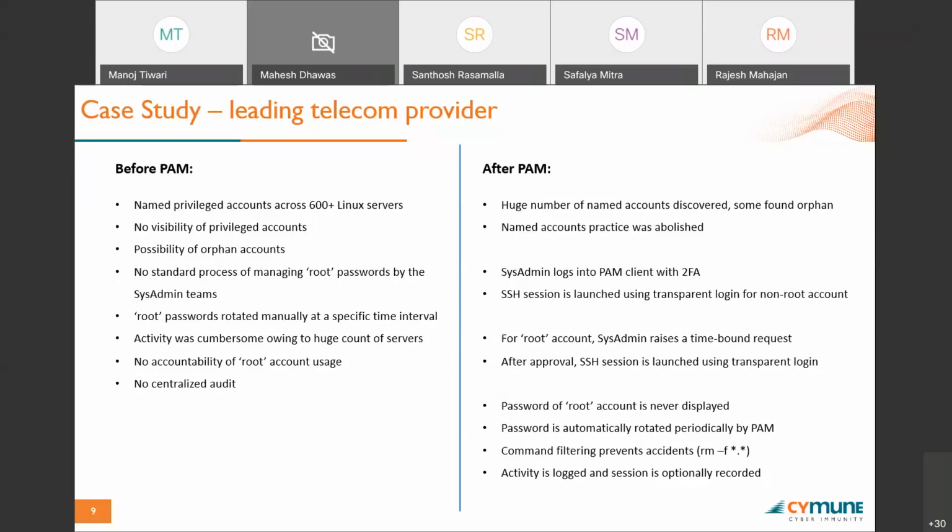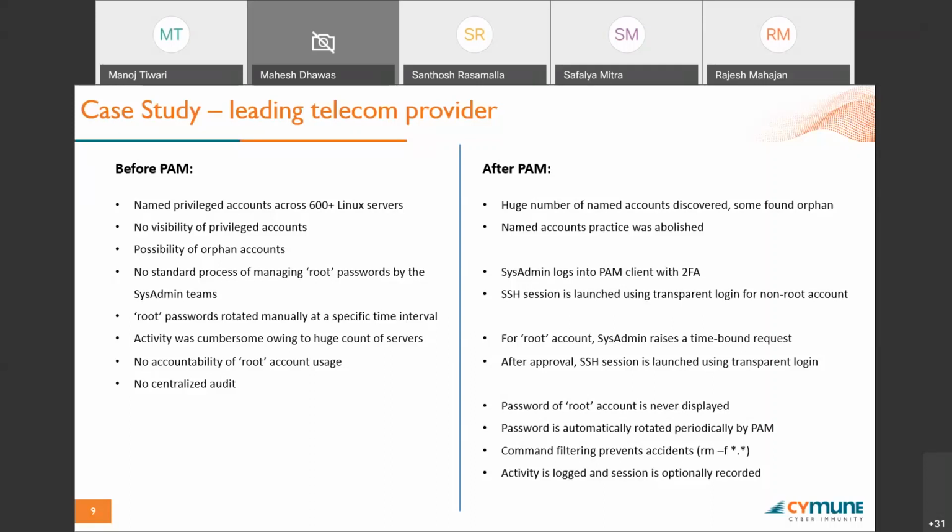And it will be a time-bound access, right? So he can't just keep on using this account for the whole day. We can restrict that. And the root account password was not shared. It was a transparent login with single sign-on. And we also set a policy where the passwords of all these accounts, what we created and onboarded in PAM, were rotated periodically.